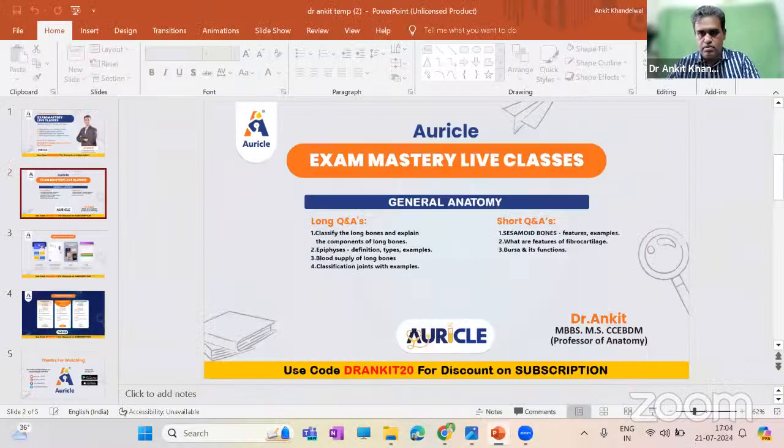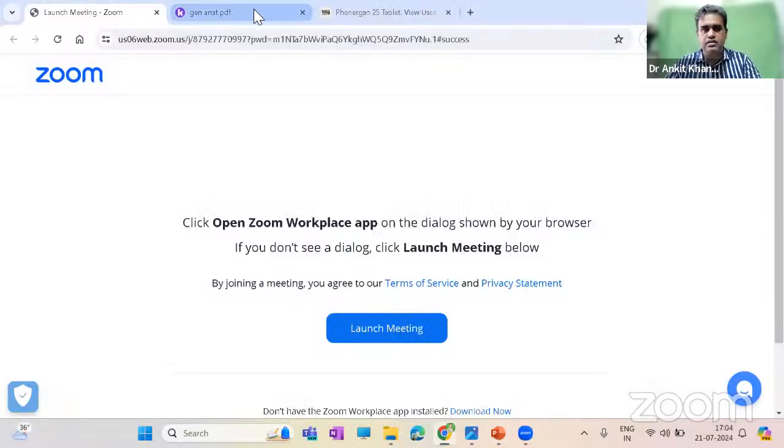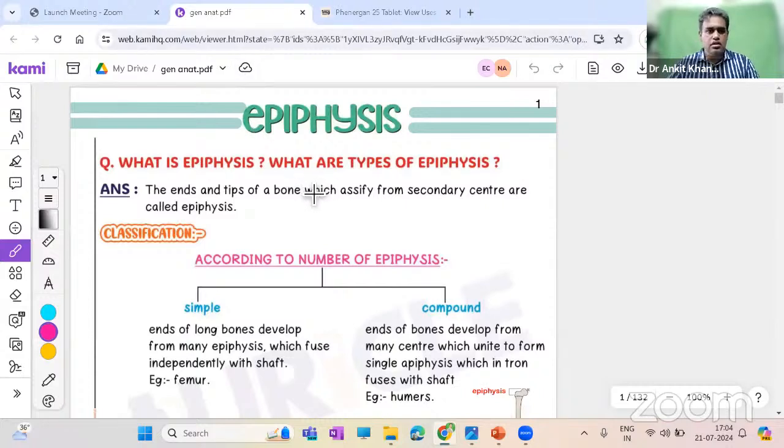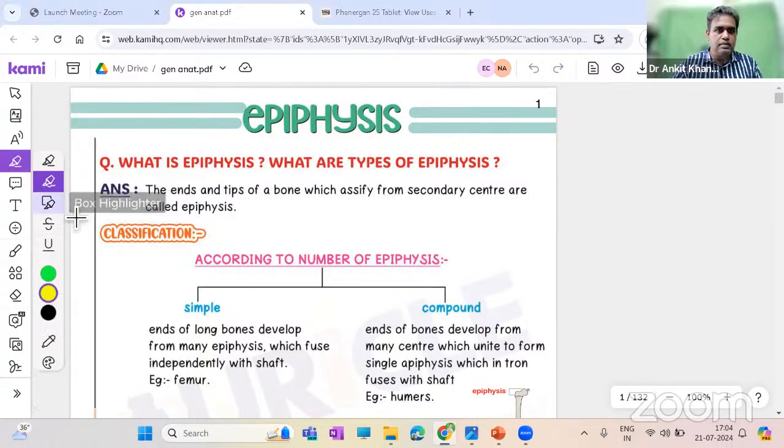So let us come to the topics right away and start. The topic is general anatomy, and we'll start with the epiphysis. To begin with, what is epiphysis? That's obviously quite important. And what are the types of epiphysis? These are questions that can come in your theory exam as well as in your viva.